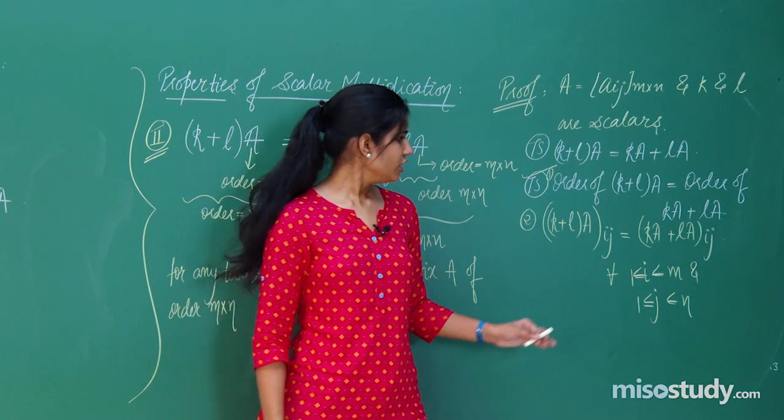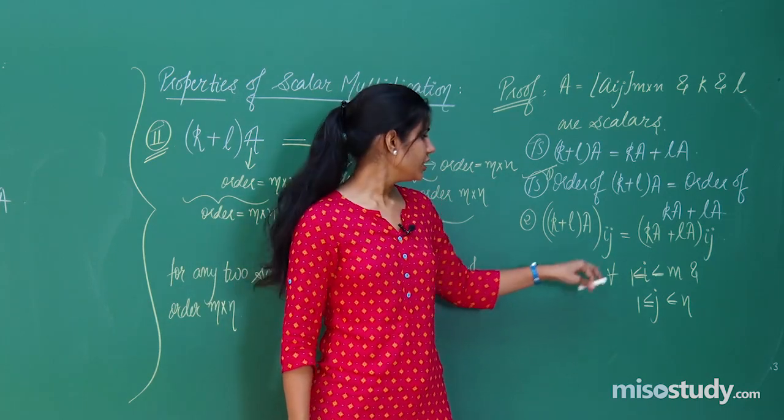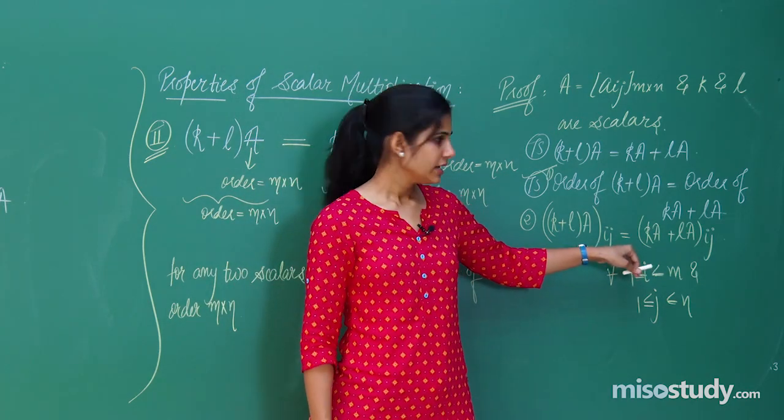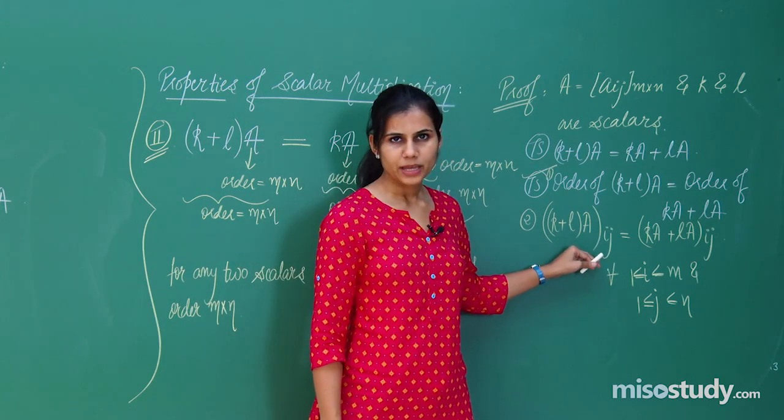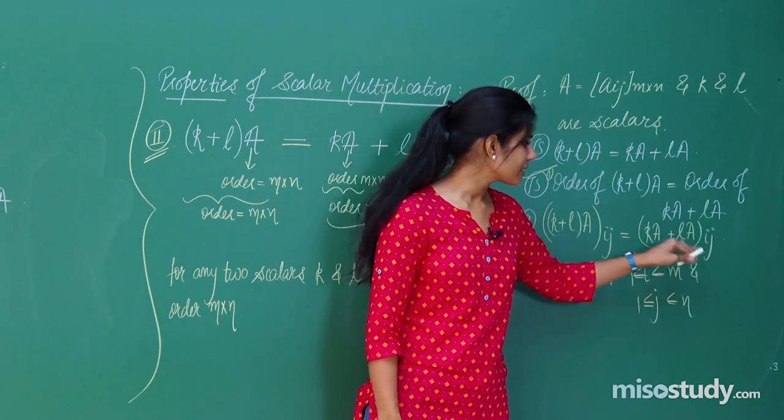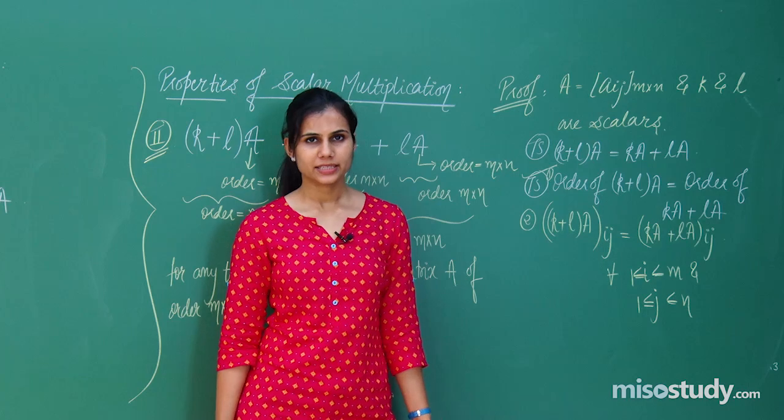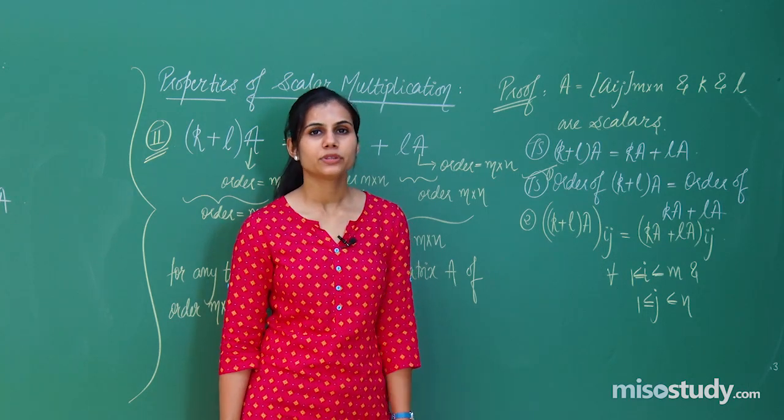So here the task for you is to pick up an ijth entry, find out what is the ijth element of K plus L times A, and see whether it is coming out to be equal to the ijth element of Ka plus La or not, and I am going to complete that with you in the next lecture.